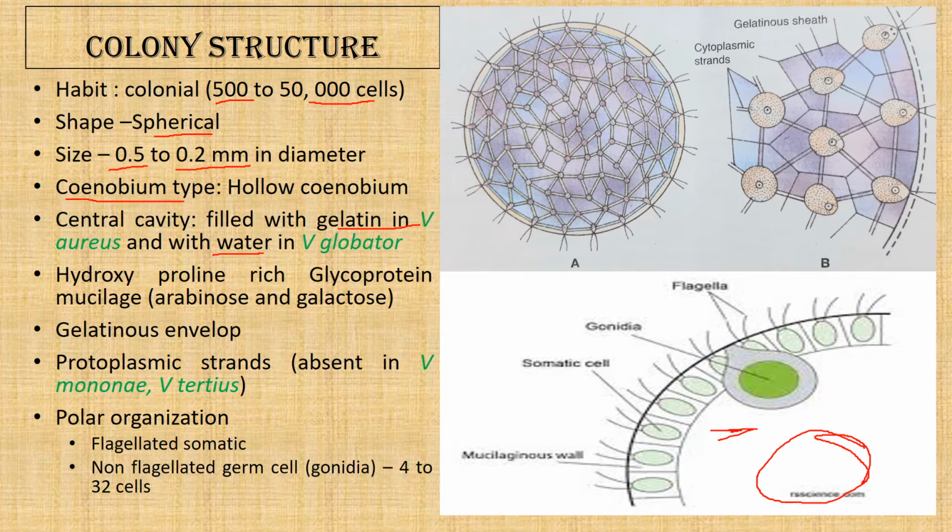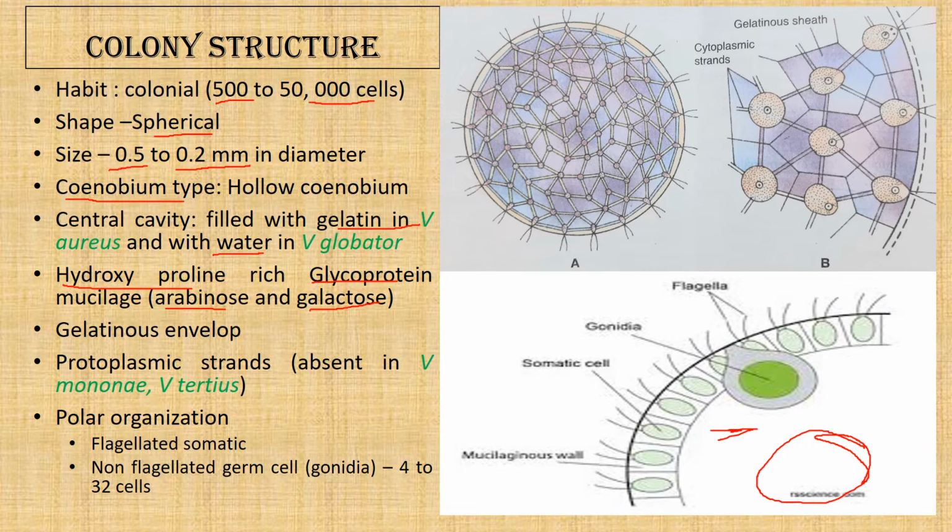So here we see the colony is spherical and hollow, with a unilayer of cells in the periphery, and the central region is either filled with water or gelatin. Now this gelatin is rich in glycoprotein, and that glycoprotein is rich in the amino acid hydroxyproline. The sugar part is mostly arabinose and galactose.